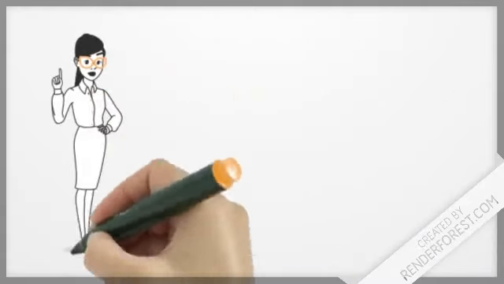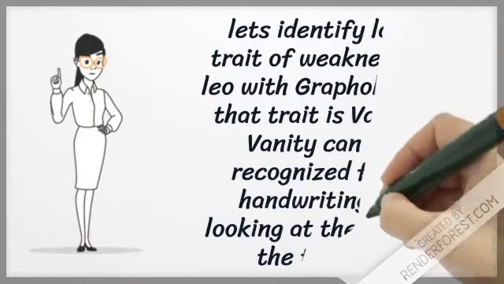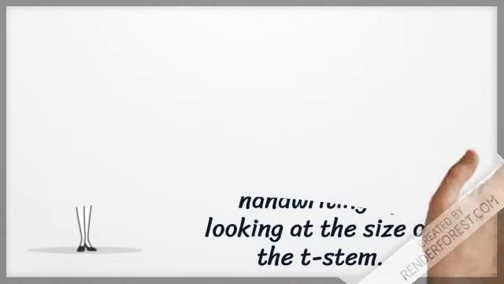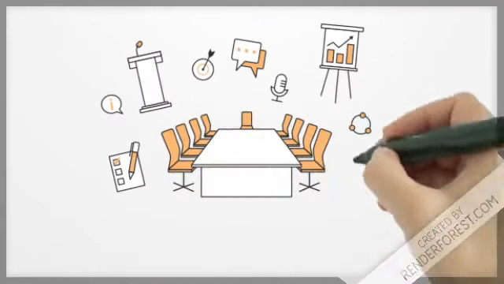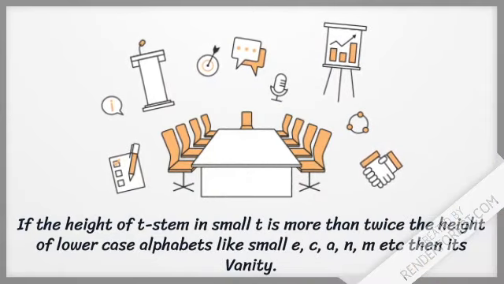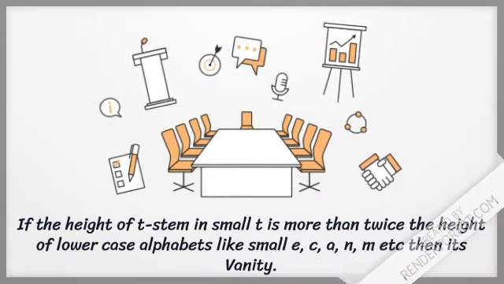Let's identify the last trait of weakness in Leo with graphology, and that trait is vanity. Vanity can be recognized from handwriting by looking at the size of the T stem. If the height of the T stem in small t is more than twice the height of lowercase alphabets like small a, c, n, m, etc., then it's vanity.